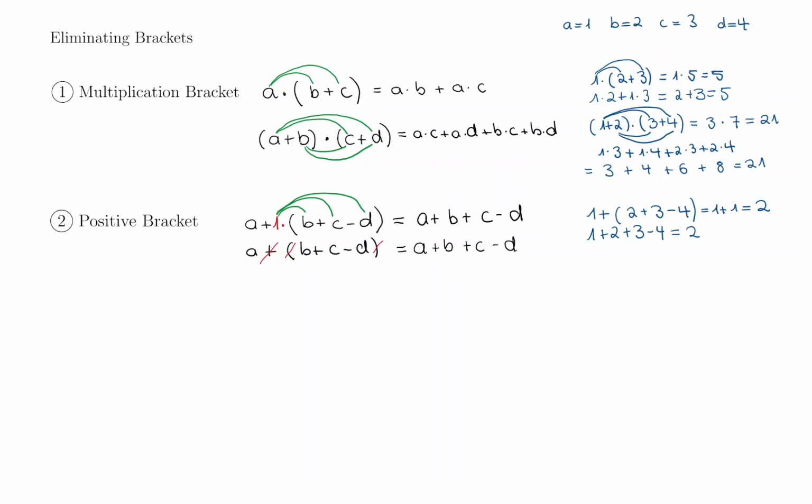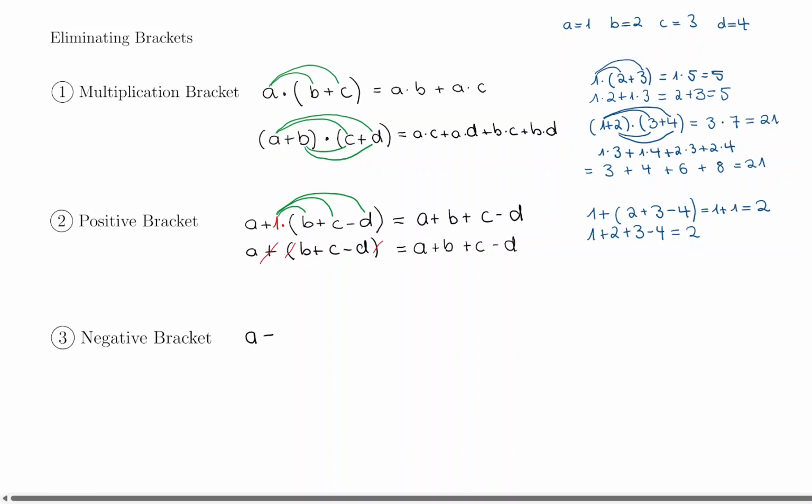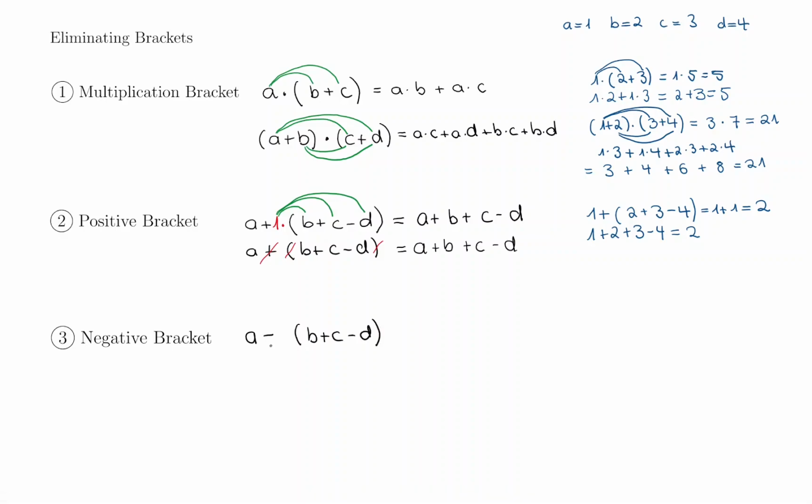I would like to continue now with the negative brackets, and you could probably already guess what I mean by that. So what do I mean by that? Let's imagine we have something like this. We have A minus opening bracket B plus C minus D. So here we now have a minus sign directly in front of the bracket. What can we do here?